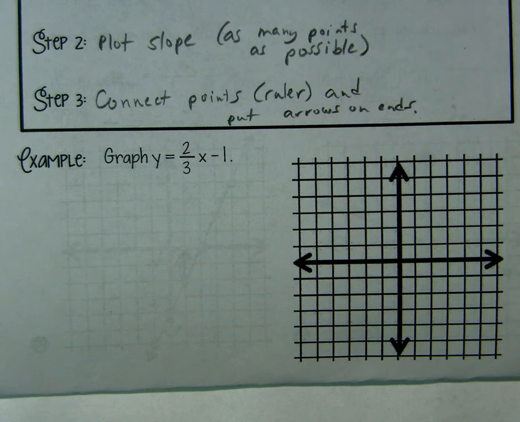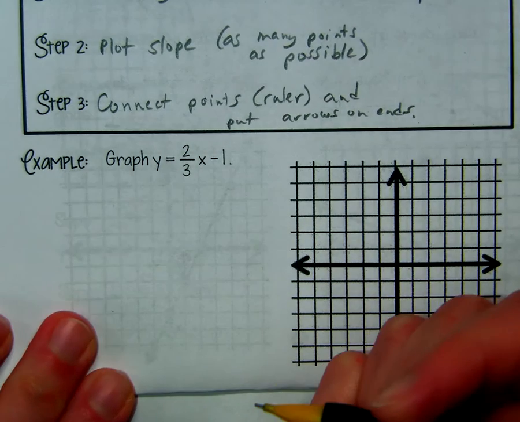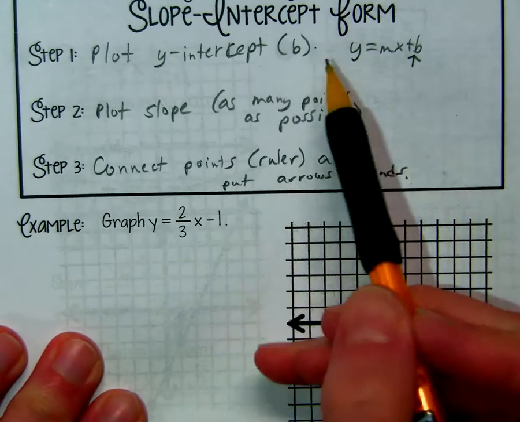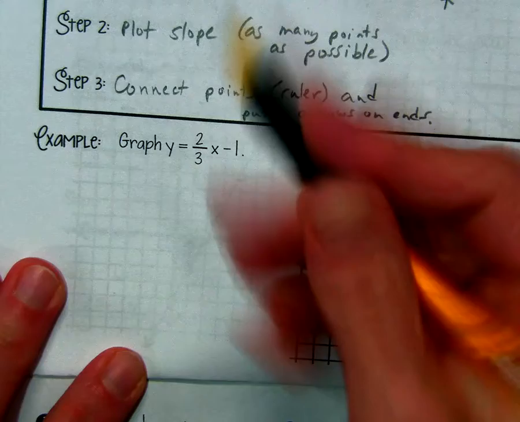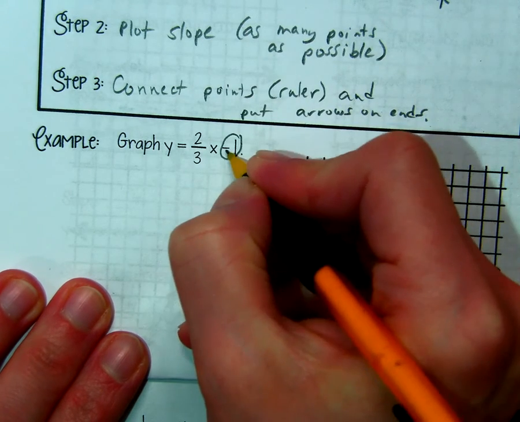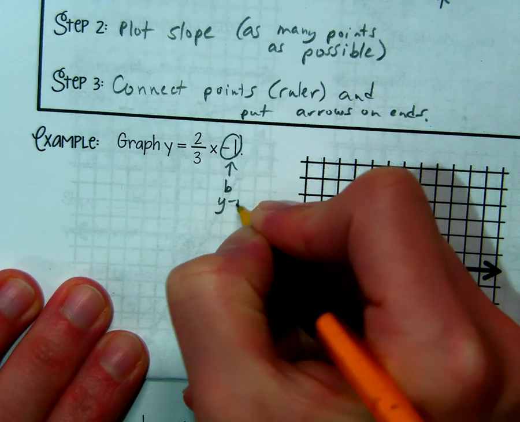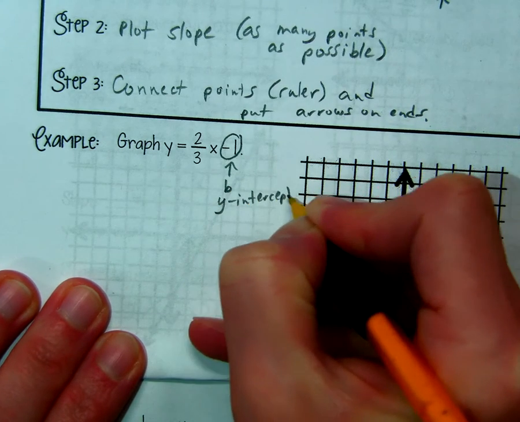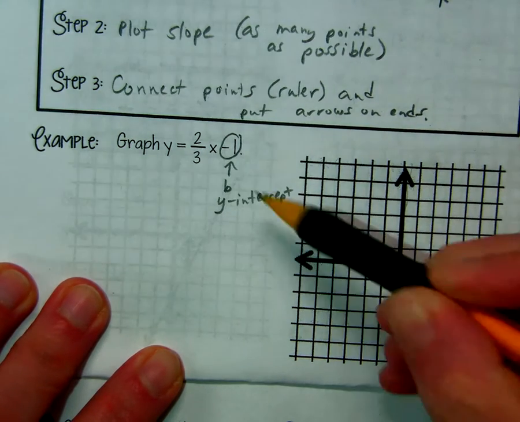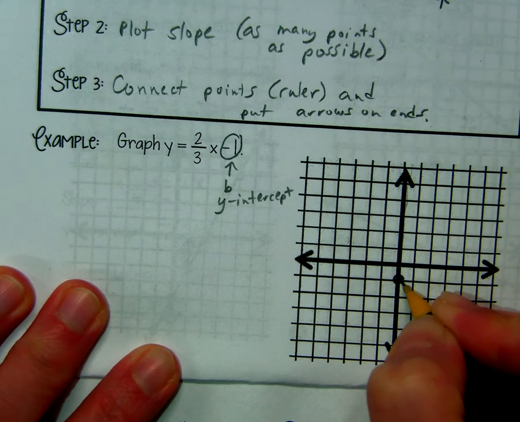All right, so it says example, graph y equals 2/3 x minus 1. So on step 1, up here it says we're just going to plot the y-intercept b. So we need to find that first. That is this number right here, and you include the minus sign. That is the b. That is my y-intercept. So that means if I go over here to my y-axis, that's where my point is going to go at -1. So I'm going to put a point down here at -1.